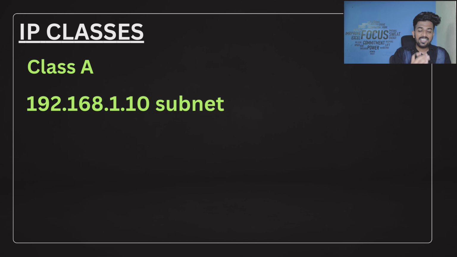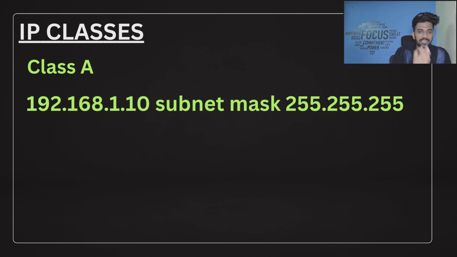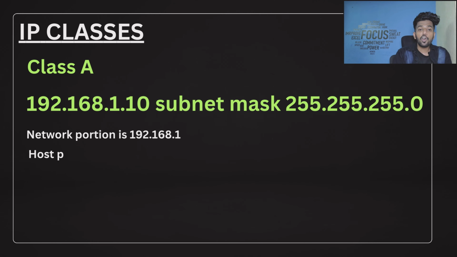Let's take an example like 192.168.1.10. The subnet mask is 255.255.255.0. So your network portion is 192.168.1, and the host portion is 10. So this is how it looks.